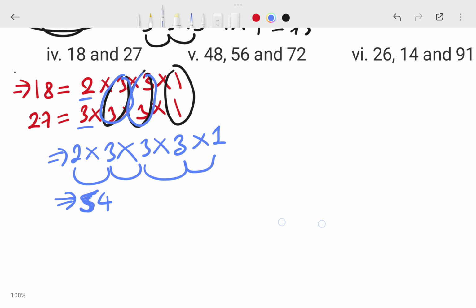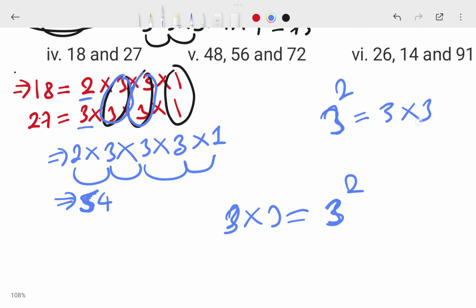Otherwise, if you have a doubt, sometimes 3 3 is there, so you can write it like 3 square. 3 square means if you see a square on the top, it means that this 3 is counted 2 times. Now don't be confused. This is called 3 power 1. 3 power 1 means that 3 is 1 time.